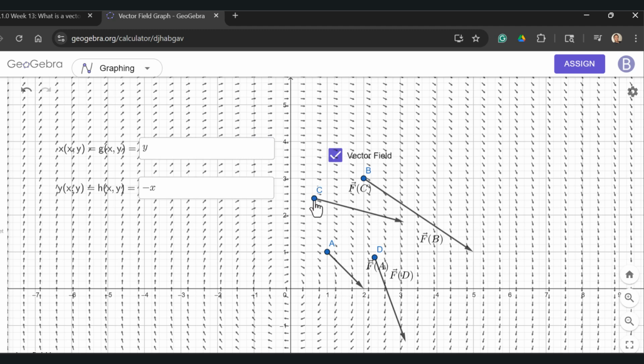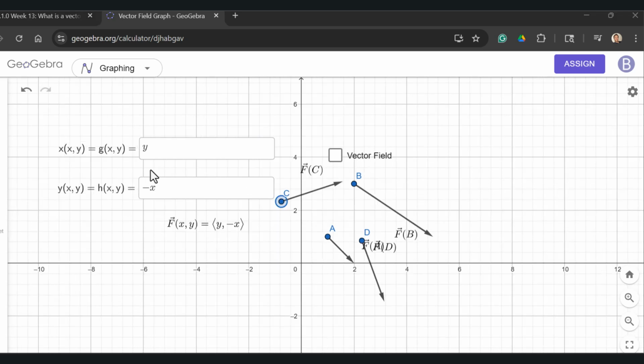Notice that this one looks like the vectors are swirling around the center. I expressed it by having the vector field defined by the x component being based on the y coordinate, and the y component of the vector being based on the negative x coordinate.